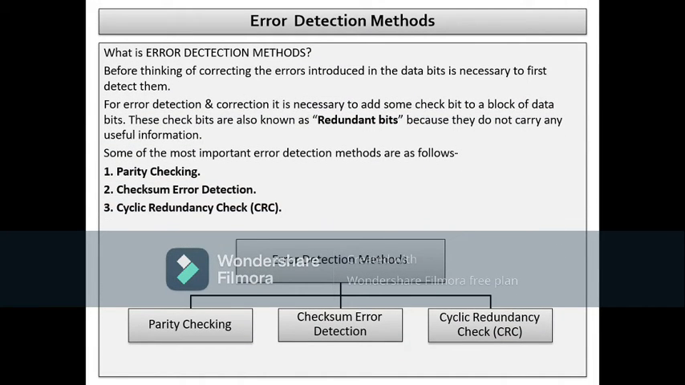Error detection method. What is an error detection method? Before thinking of correcting the errors introduced in the data bits, it is necessary to detect them. For error detection and correction, it is necessary to add some check bits to a block of data bits. These check bits are also known as redundant bits because they do not carry any useful information. Some of the most important error detection methods: parity checking, checksum error detection, cyclic redundancy check.